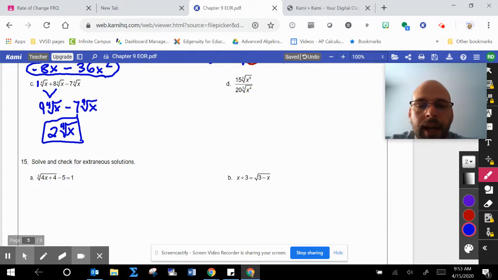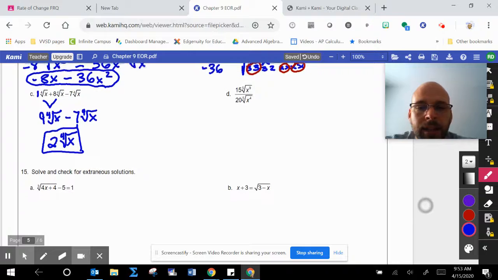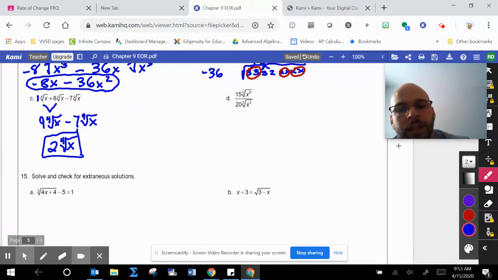Let's take a look at this next piece. So I have 15 fifth root of x to the ninth, over 20 fifth root of x to the fourth. Now, the way that I did this in my video is I can reduce the 15 over 20, right? We want to reduce that radical.